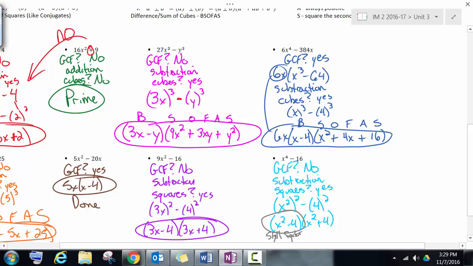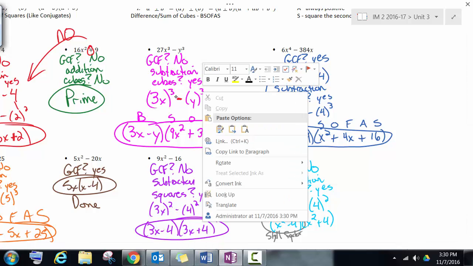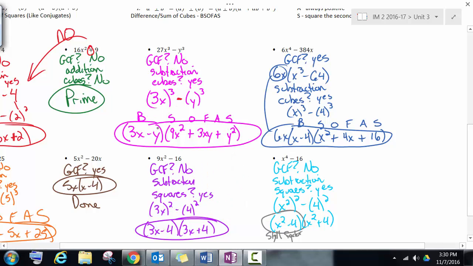So our BOFAS. B is binomial, meaning we write this same thing without the cubes. We kind of ignore that and we ignore that. So it's 3x minus y. Then S, square the first term. So this is our first term. This is our second term. So we square the first term. 3x squared is, well, we square the 3, 9, and x squared is x squared.